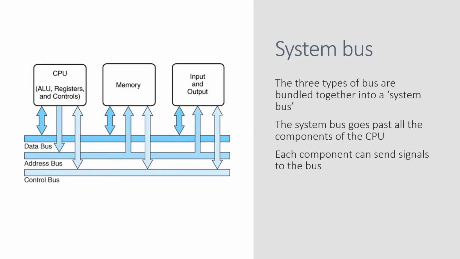In practice, these 3 types of bus are bundled together into a single channel called the system bus. If you look closely at the system bus, you'd see it had 3 parts. The system bus goes right through the processor and connects to all the different parts of the processor. Can you see in this picture that the data and control buses have two-way connections, but the address bus has a one-way connection only?